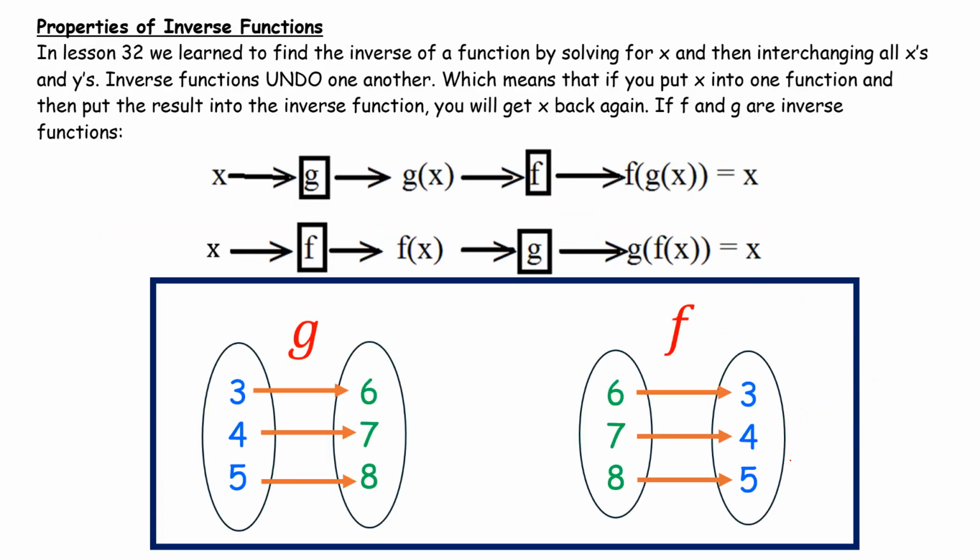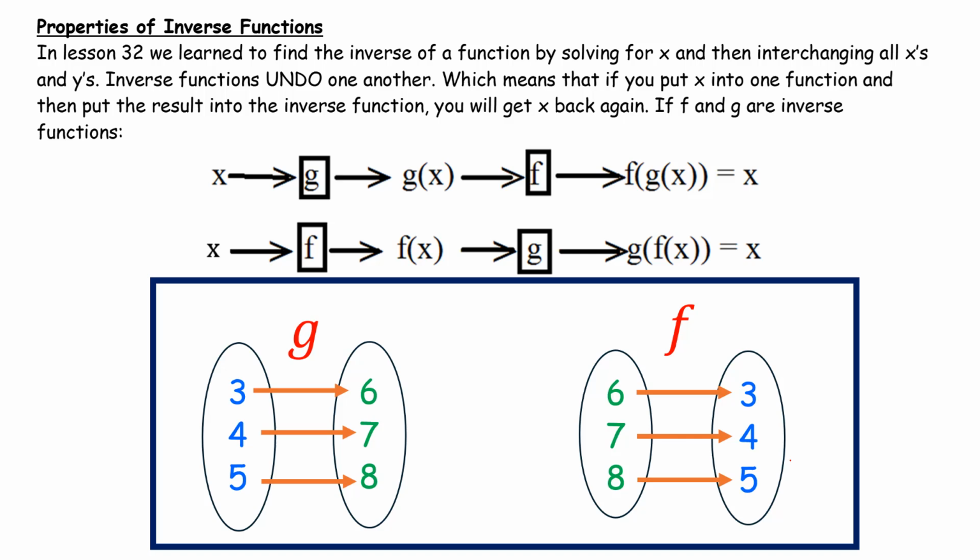All right, we're going to talk about properties of inverse functions. So in lesson 32, we learned to find the inverse of a function by solving for x and then interchanging all the x's and y's. Inverse functions undo one another, which means that if you put x into one function and then put the result of that into the inverse function, you're just going to get back x again.